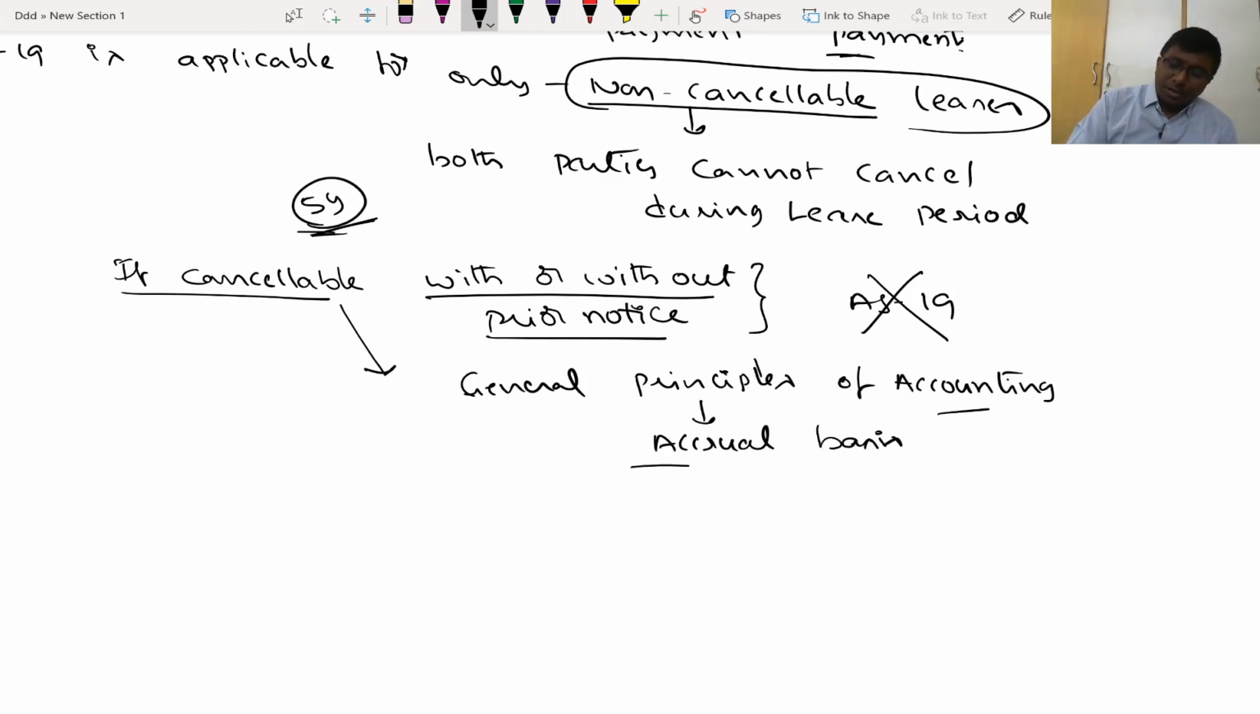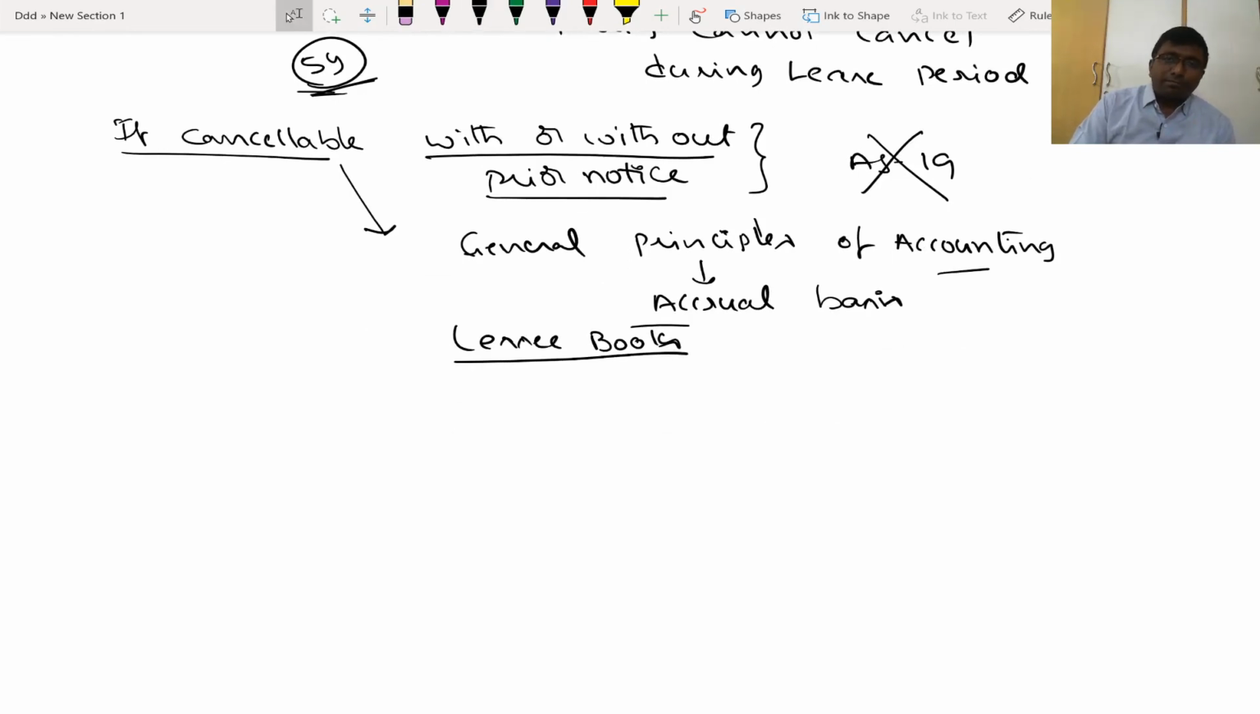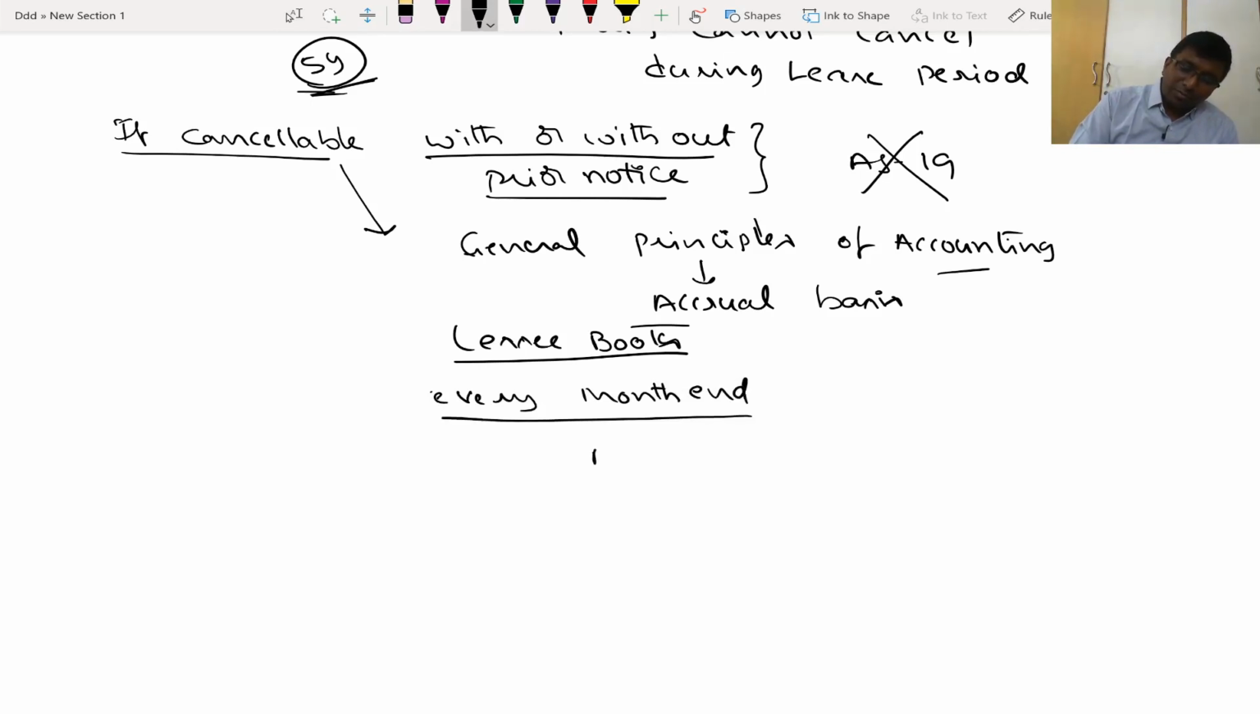Accrual basis means, I am a lessee, in the books of the lessee. I took a building under a cancelable agreement. Rent per month is, say, 1 lakh rupees. At every month end, whenever it accrues, we will record one journal entry: rent expense account debit to payable. That's it. Whenever you pay, payable account debit to cash.